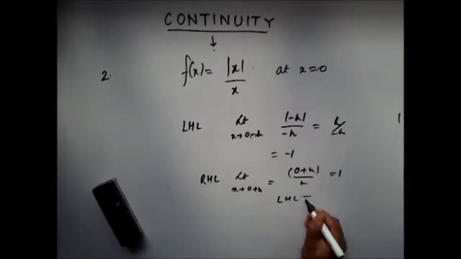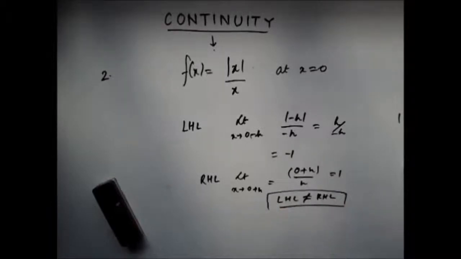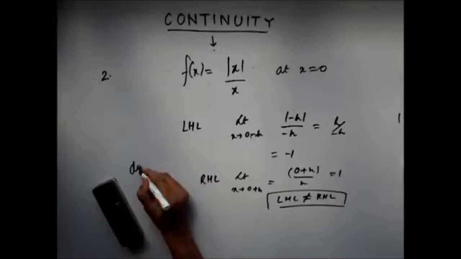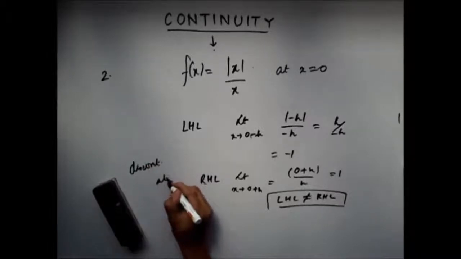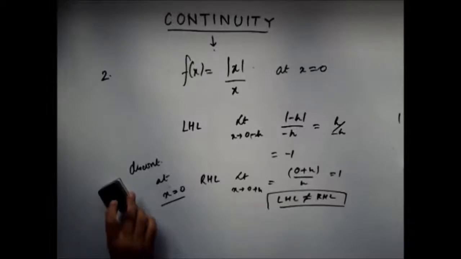Since the limit itself doesn't exist, because the right hand limit is not equal to the left hand limit, you can say that the function is not continuous at x equals 0. Also, you can see that the functional value itself is not defined at x equals 0. So none of the conditions are satisfied to prove the function is continuous at x equals 0. So the function is discontinuous at x equals 0. Okay.